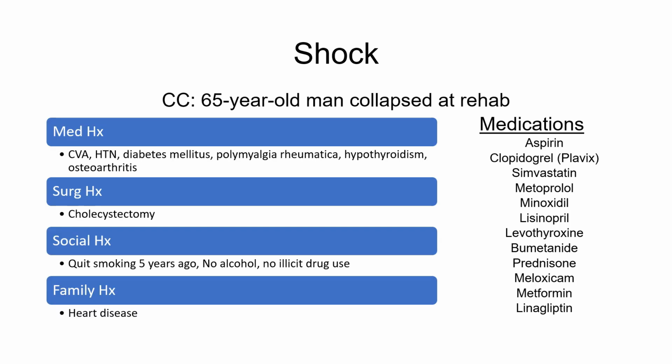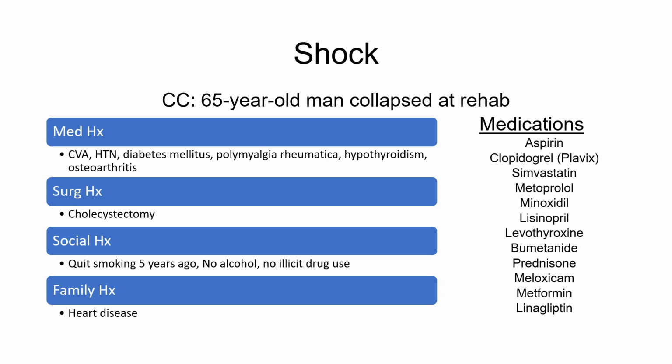He has a past medical history of the stroke, obviously, but also hypertension, diabetes mellitus, polymyalgia rheumatica, hypothyroidism, and osteoarthritis. He's got a surgical history of cholecystectomy. He quit smoking 5 years ago, otherwise no alcohol or illicit abuse. His family history is only positive for heart disease.